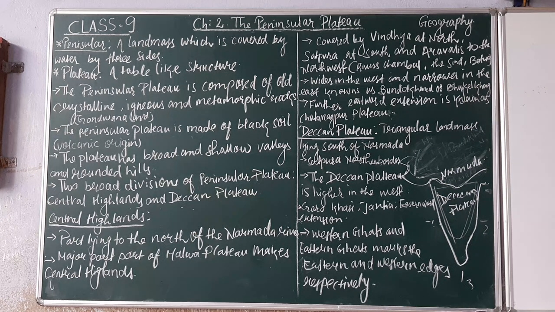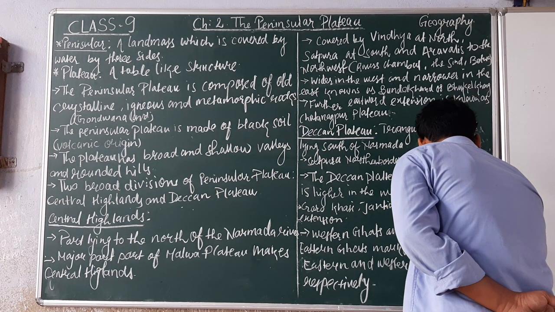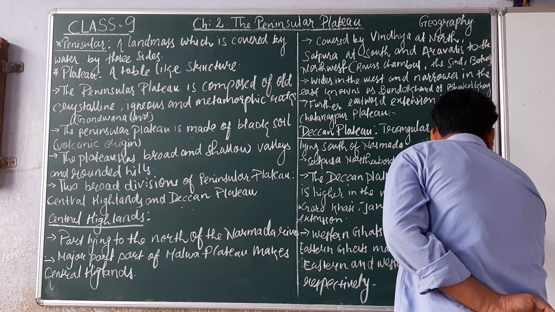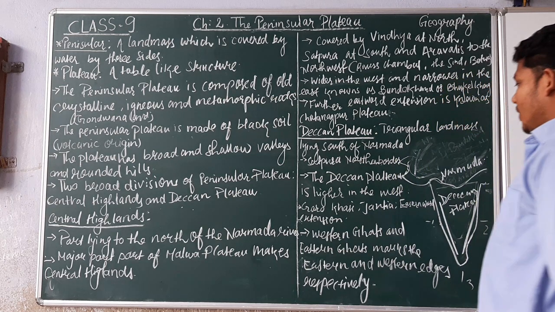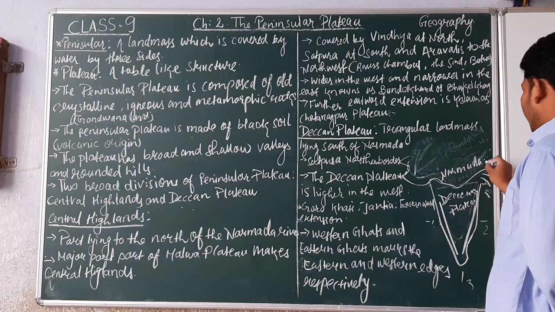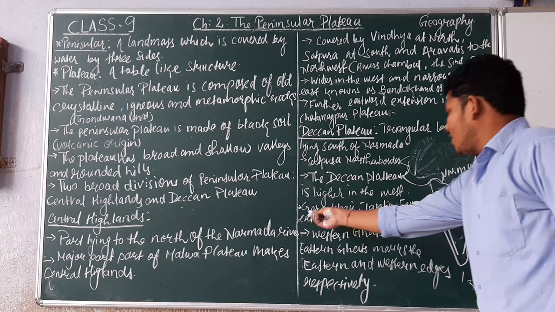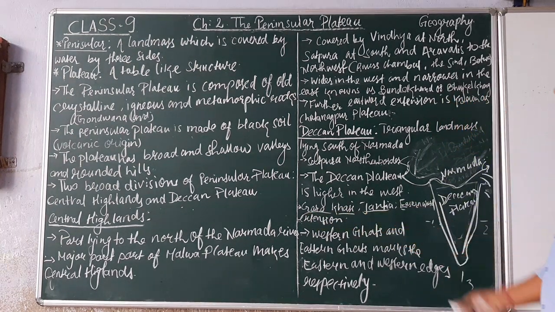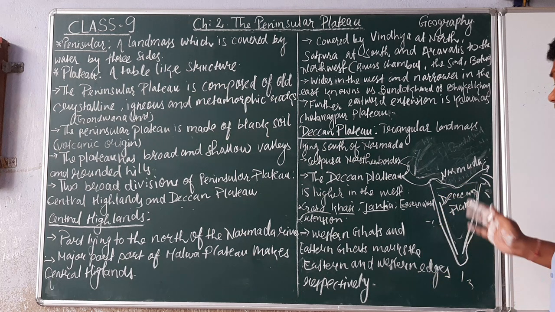The Deccan Plateau is triangular in shape. It is higher in the west, so the western side is higher than the eastern side. The eastward extension goes to the Garo Hills, Khasi Hills and Jaintia Hills in Assam. This Deccan Plateau is generally divided into two parts, the western part and the eastern part.